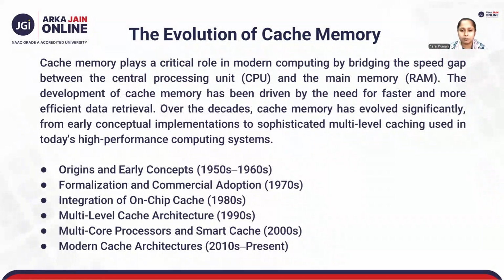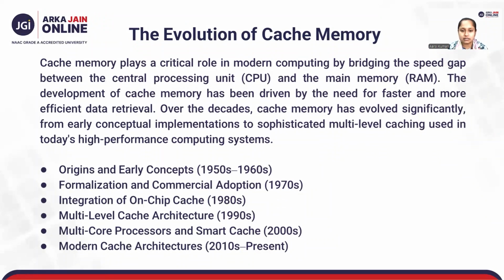IBM was one of the pioneers in cache memory implementation. The IBM 360 Model 85, released in 1968, introduced a high-speed buffer memory that acted as an intermediate between the processor and RAM. This buffer was essentially the first cache, reducing the latency involved in data accesses. The research during this period focused on optimizing locality of reference, the principle that programs tend to access a small portion of memory repeatedly.